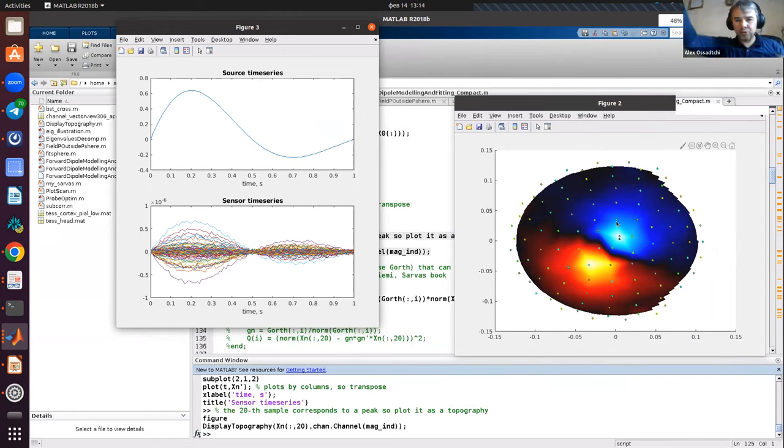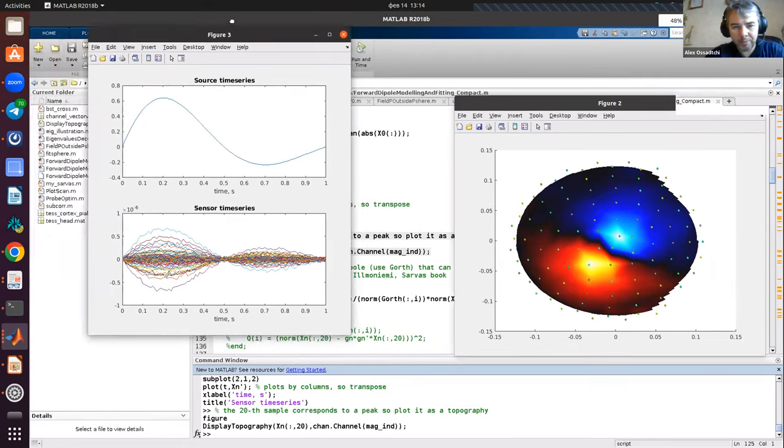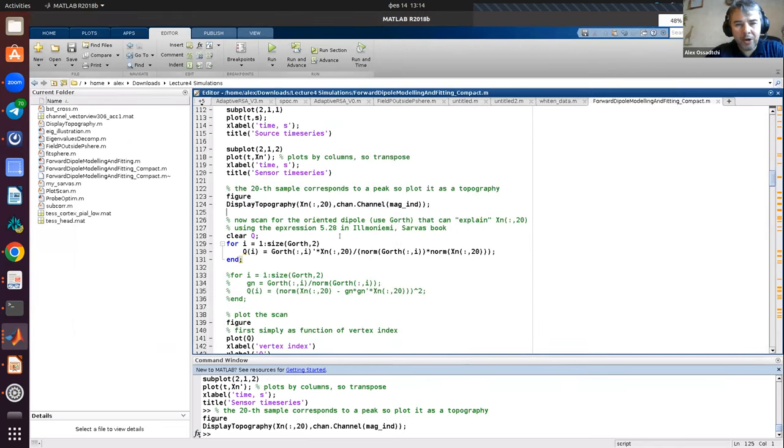The shape, the amplitude, the magnitude will of course be different. But because it's scaled to the maximum, you will not see any difference, except maybe a little bit because of some noise. Now we want to do exactly what we did in the lecture.